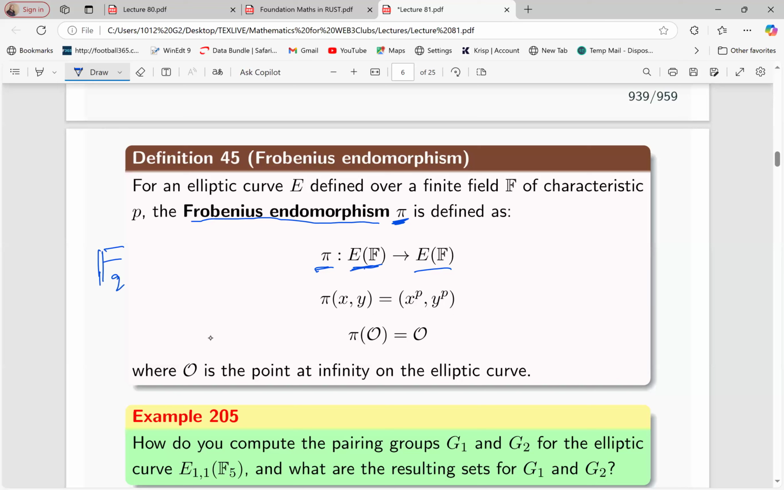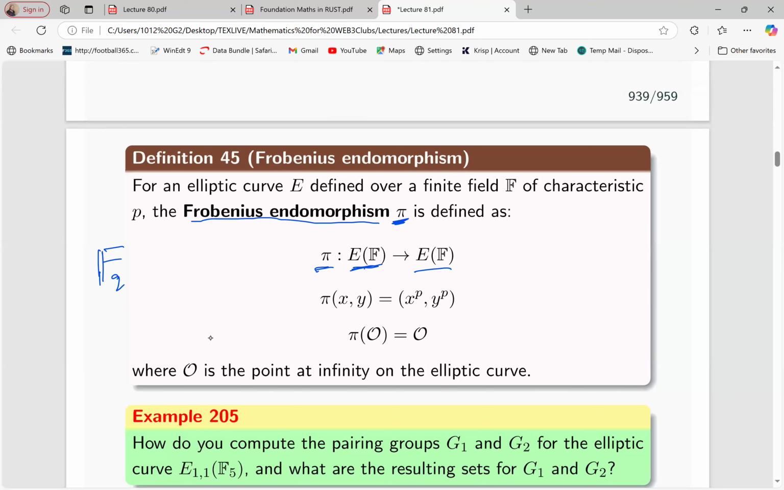supposing your original field was this, and now you are working in the field extension. But if your elliptic curve was this, you're considering the same elliptic curve, whether here or here. So the elliptic curve remains the same in both cases.